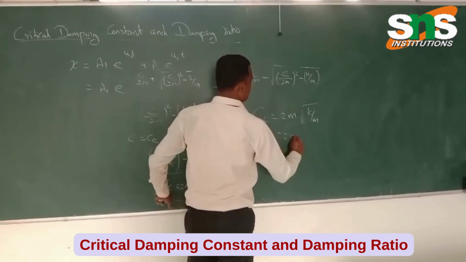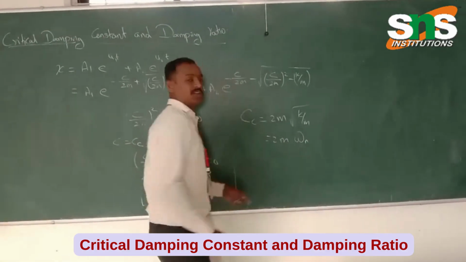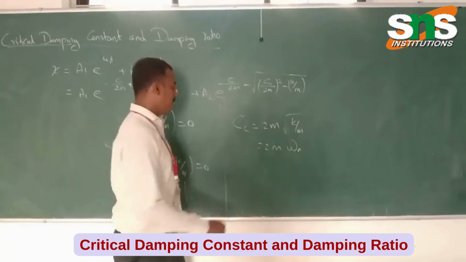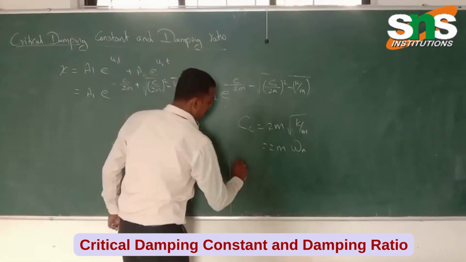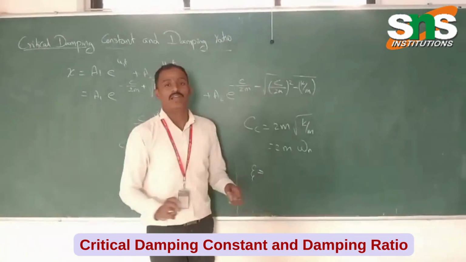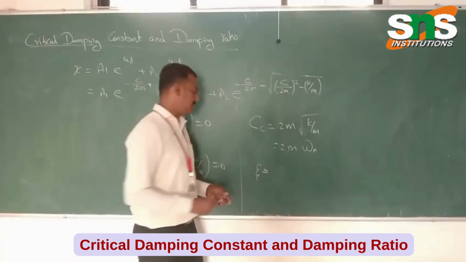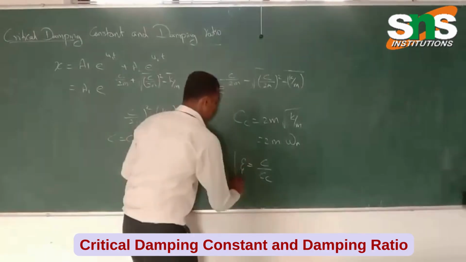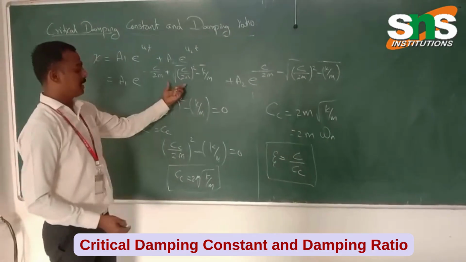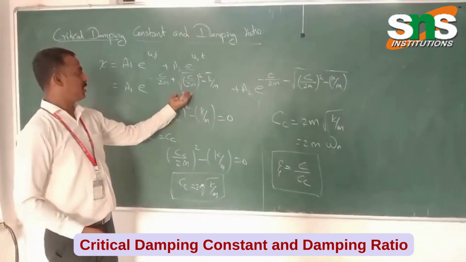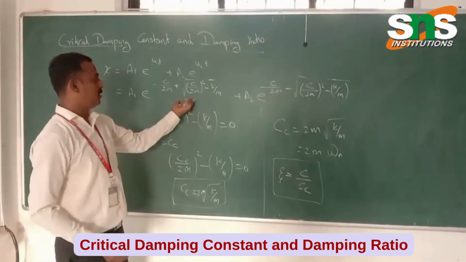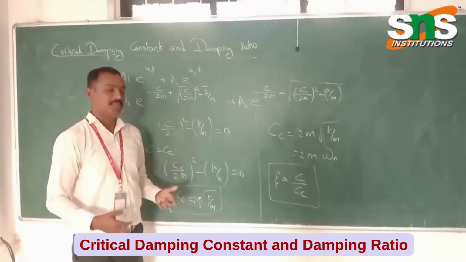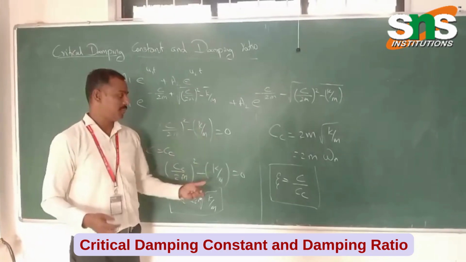This root of k by m we can write as omega n, the natural frequency of the system, for a spring mass system. And coming to the damping ratio, zeta is the ratio between the damping coefficient and the critical damping, that is c by cc. This is the damping coefficient. So this makes sense of how this element can be replaced in terms of the damping ratio, and the system can be observed as to how it is reacting, either underdamping, overdamping, or critical damping, based on the dampers we are using in the mechanical system.